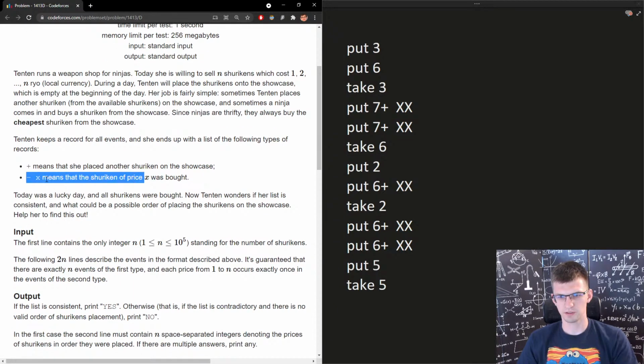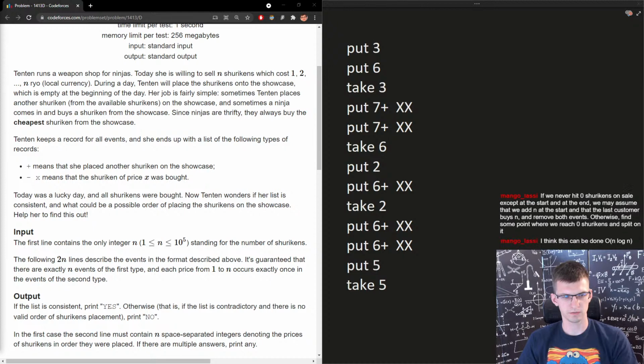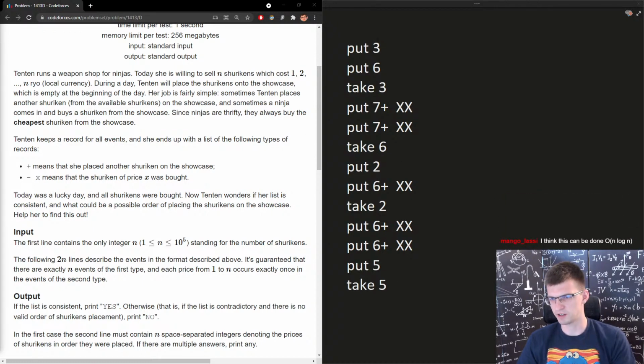Can this happen twice? Exactly once, all right. If we never hit 0 shurikens, I don't want to exactly read what you manga said. For sure makes sense, but here I think I'm getting there.